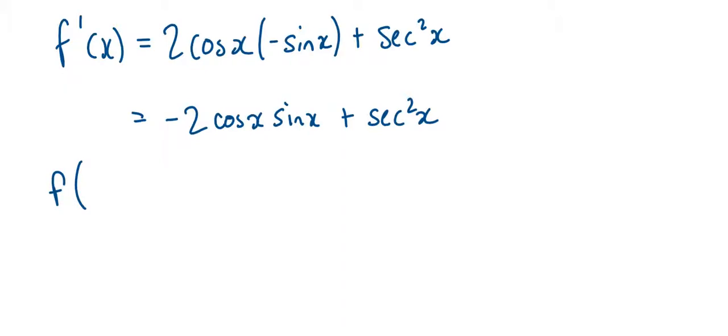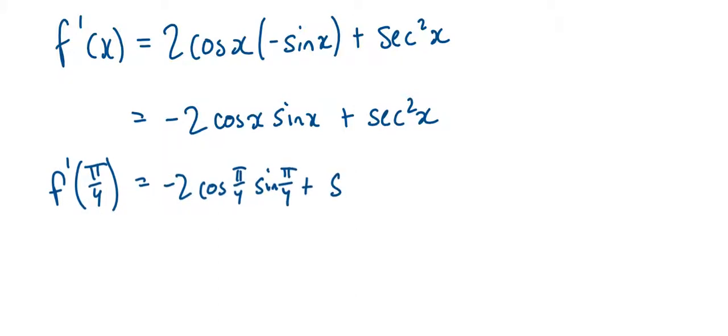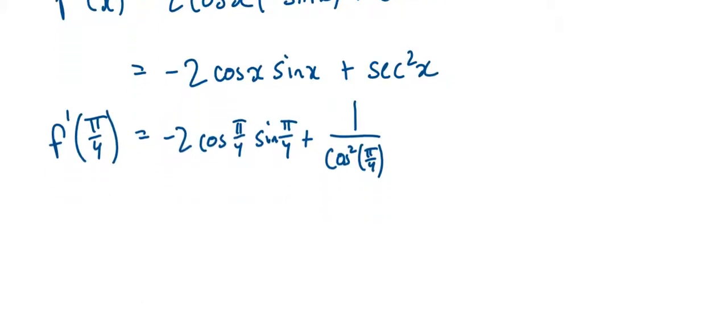What was our point? Pi by 4? Yeah, pi by 4. F prime at pi by 4. Now we just have to find the slope and find the y value. Maybe I change this to 1 over cos squared of pi by 4. You don't have to, but you might think of it that way. Okay, so very quickly, our other special triangle. What is cos of pi by 4?